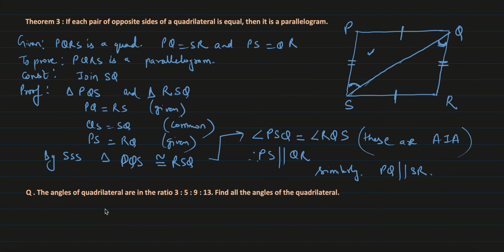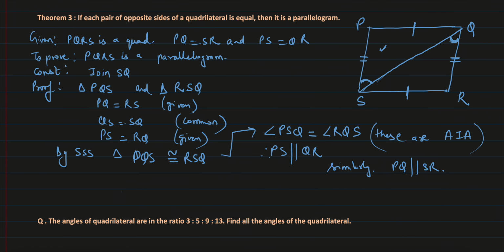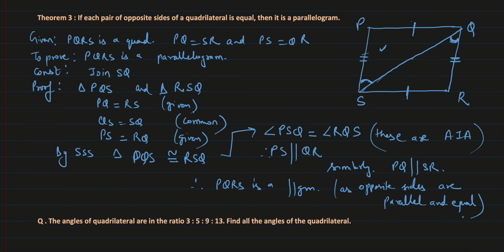So when the two lines are parallel, what do we say? If these two pairs are parallel, we say therefore PQRS is a parallelogram as opposite sides are parallel and equal. I hope it's clear, students. We proved that. What we just did is a similar type of proving: we are just dividing the quadrilateral into two triangles, proving the two triangles congruent and getting the results from that. In the three theorems we did the same thing. I hope it's clear, students.